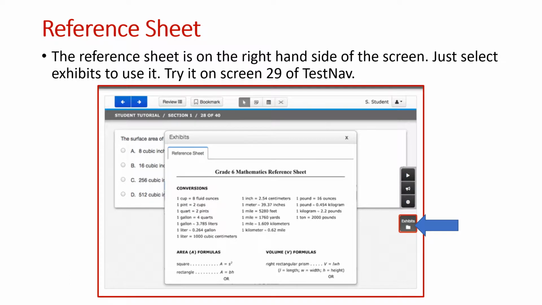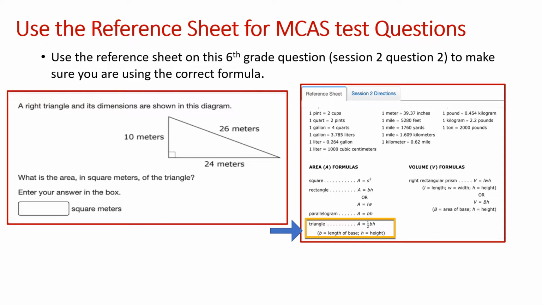Students should look at this sheet before the test, even if they haven't done the TestNav tutorial. The reference sheet is always in the middle of the right side of the screen. You can select and drag it for practice on screen 29 of TestNav. On geometry or measurement questions, click on the exhibits icon in the middle of the right side of the screen to double-check your geometry formula or measurement equivalencies.